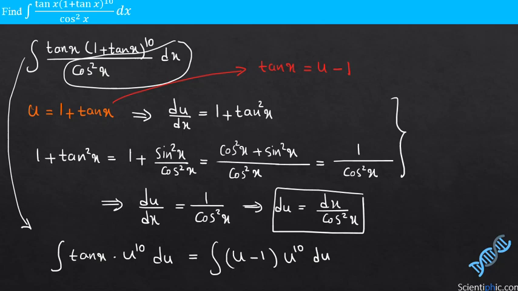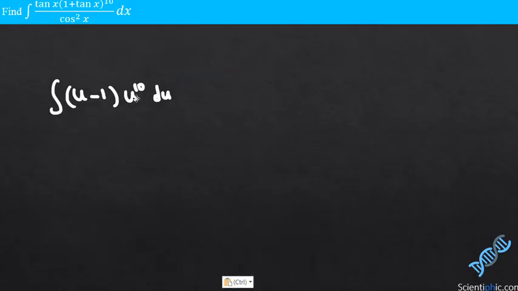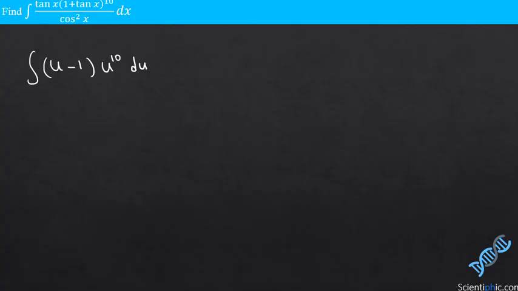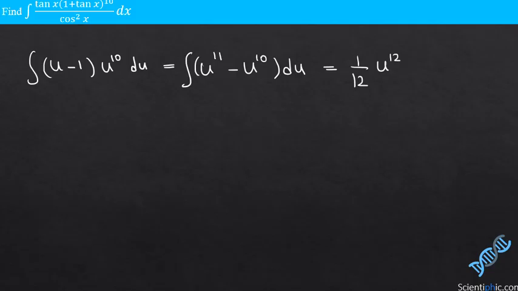I'm going to continue from the top of the next page. So we want to basically solve this integral. I'm going to expand this expression. It's going to be u to the power of 11 minus u to the power of 10 du. And yeah, the integral of u to the power of 11 is simply 1 over 12 u to the power of 12. And the integral of u to the power of 10 is minus 1 over 11 u to the power of 11.